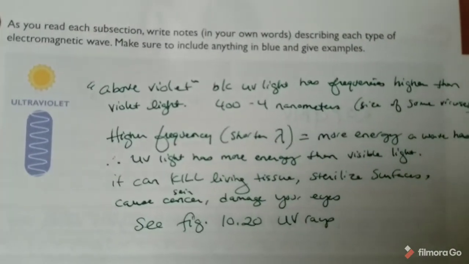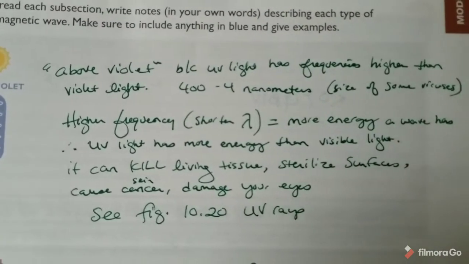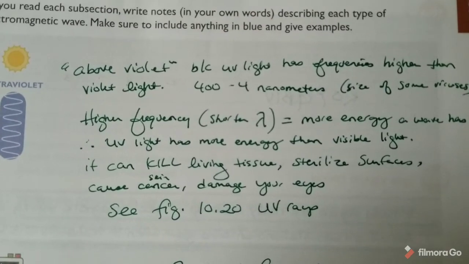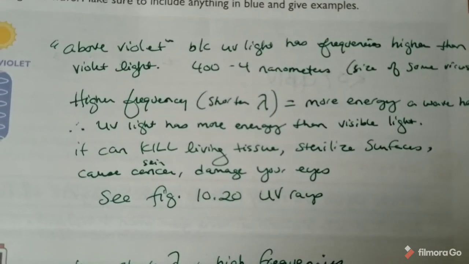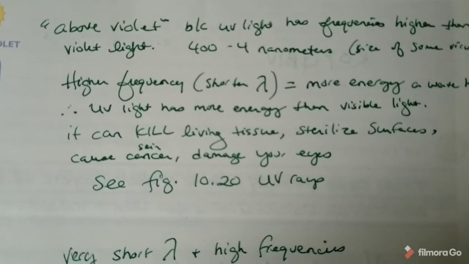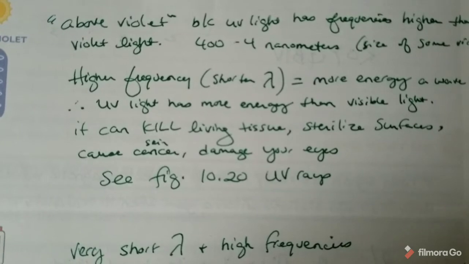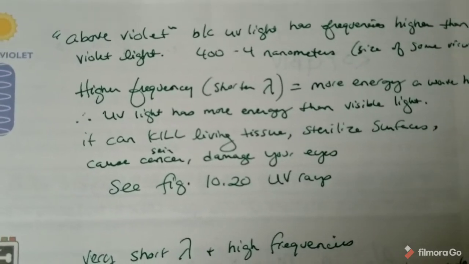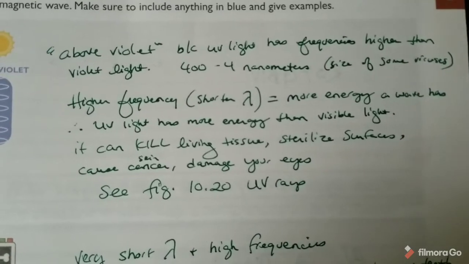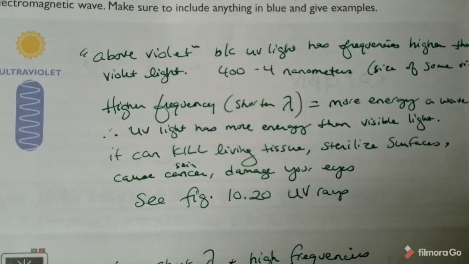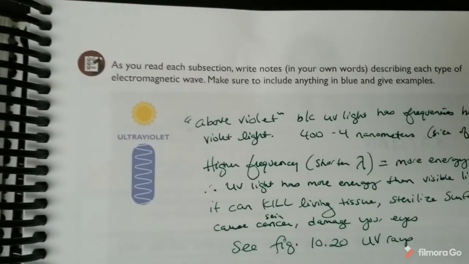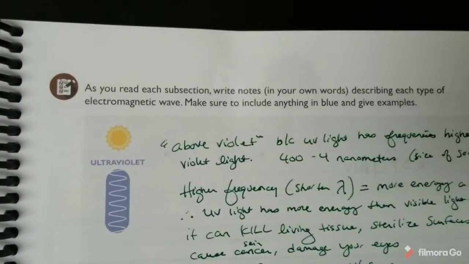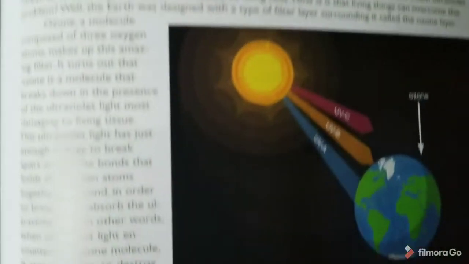Ultraviolet, above violet. Okay, because ultraviolet light has frequencies higher than violet light. We already said that. The more energy the wave has, therefore, the ultraviolet light has more energy than visible light. So it can kill living tissue, sterilize surfaces. It can cause cancer, and damage your eyes. We've got another picture to look at here. I thought this was really good.